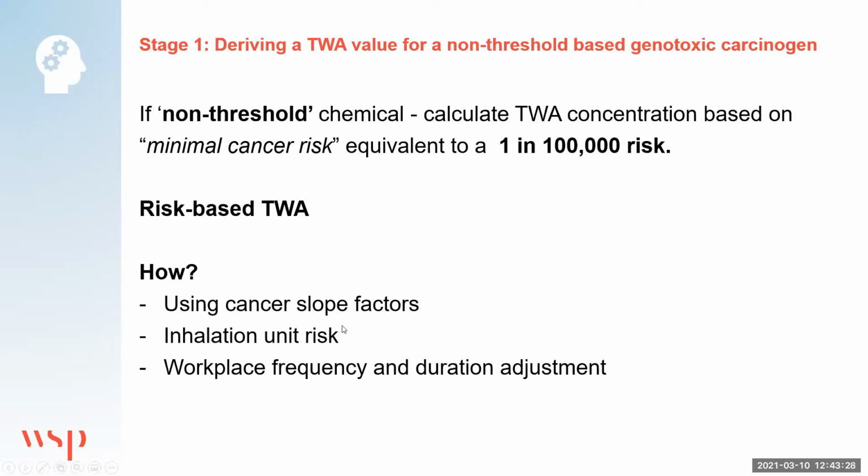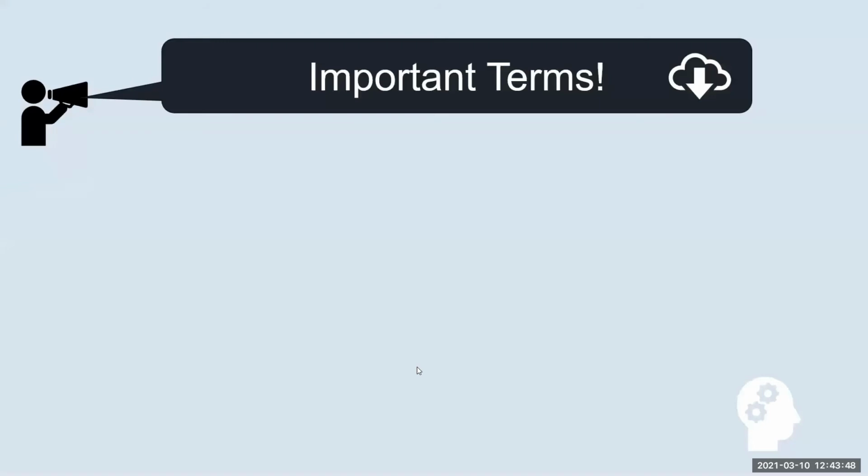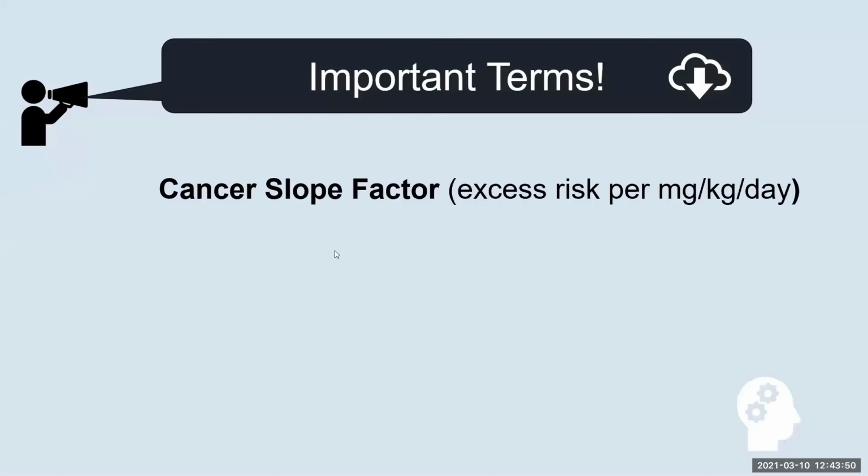So how did we do this? We were using either cancer slope factors or inhalation unit risk factors, which are similar, and we source them from the US EPA. But we had to adjust for workplace frequency and duration. So here are some important terms again. I just mentioned those then.